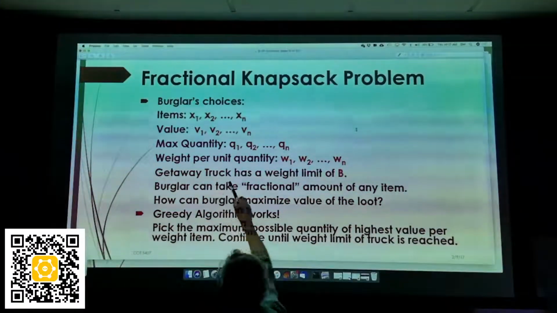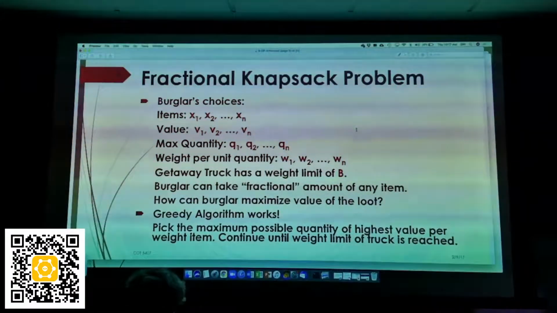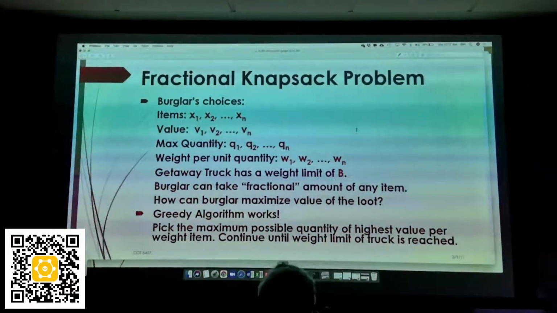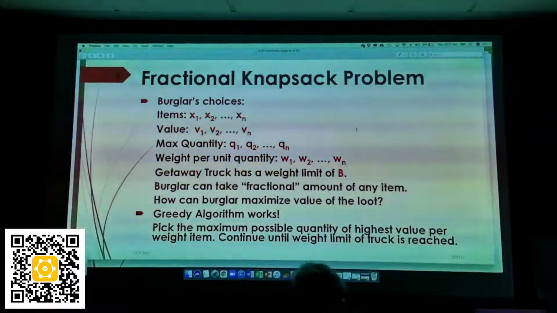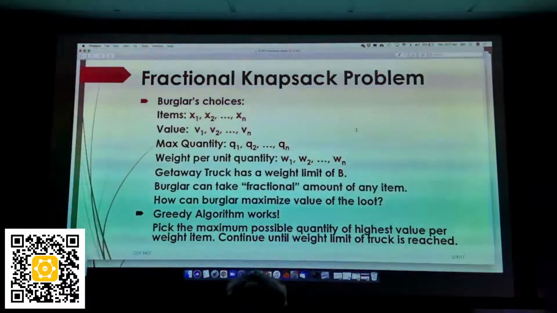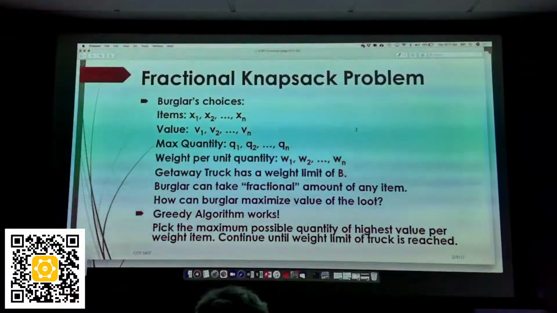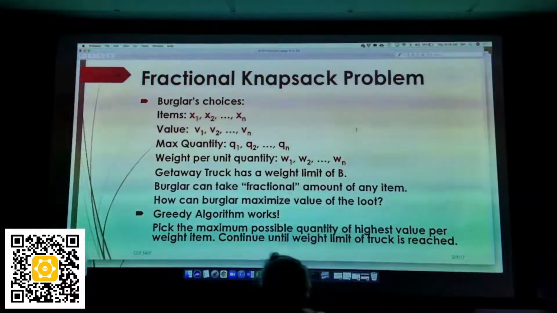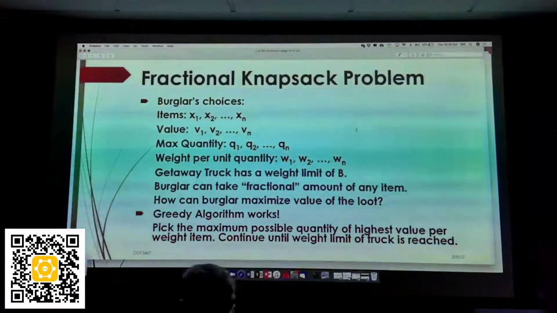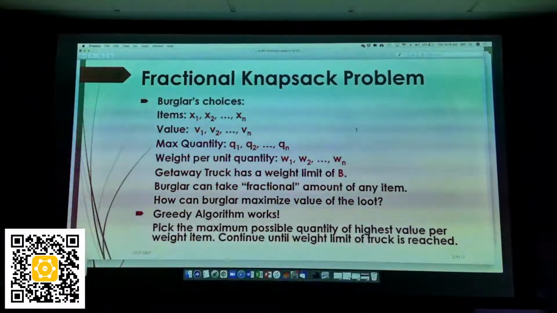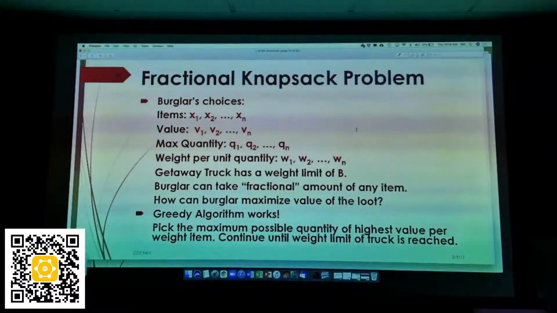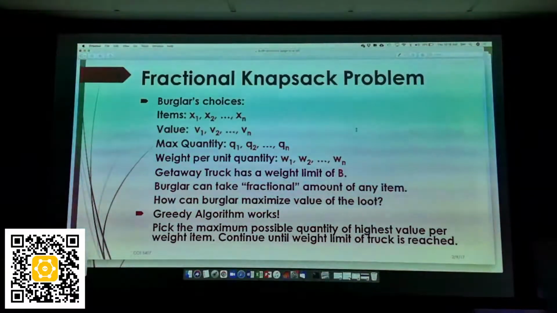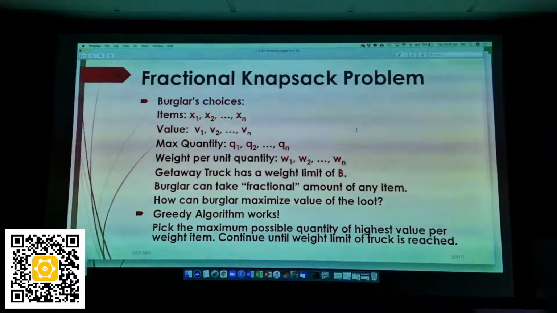And unfortunately, this burglar only has a Toyota truck to carry the loot away. And this Toyota truck has a weight limit. It cannot handle more than X number of tons or whatever the weight limit might be. So because the burglar can take fractional amounts, the problem is a little bit different than whether the burglar chooses your TV or your laptop or the refrigerator. So how do we help the burglar to steal as much as possible from your house?